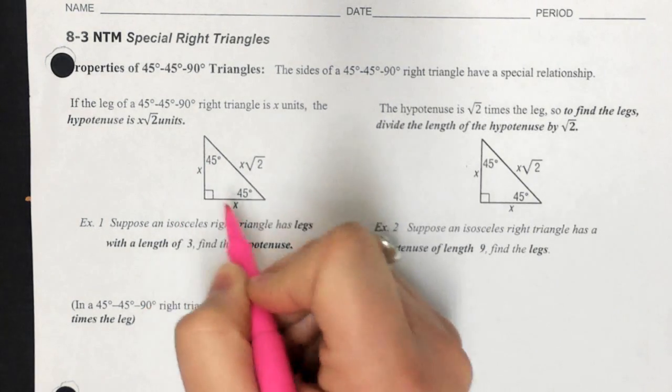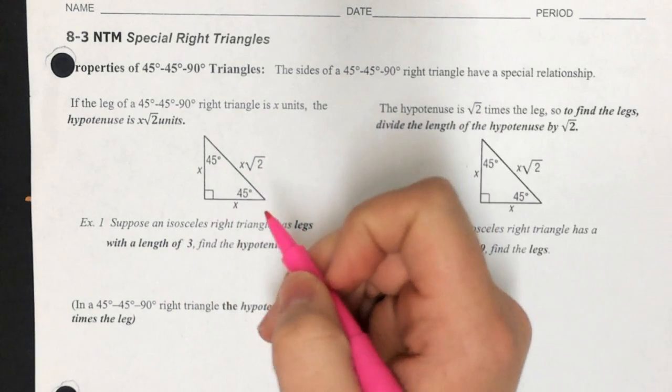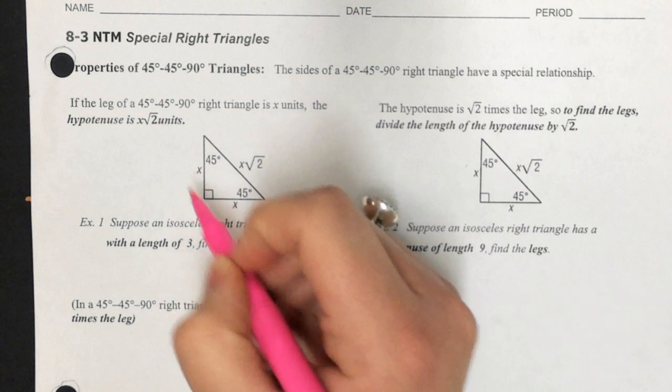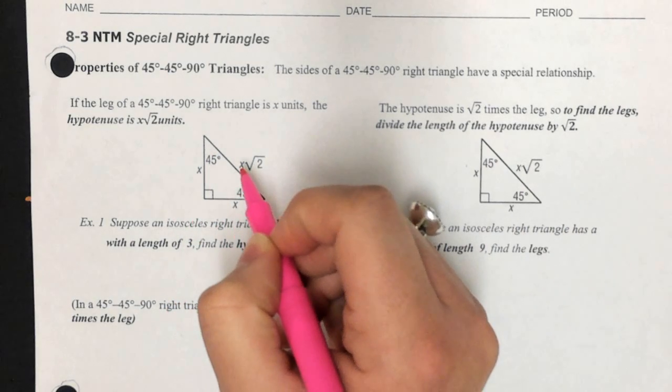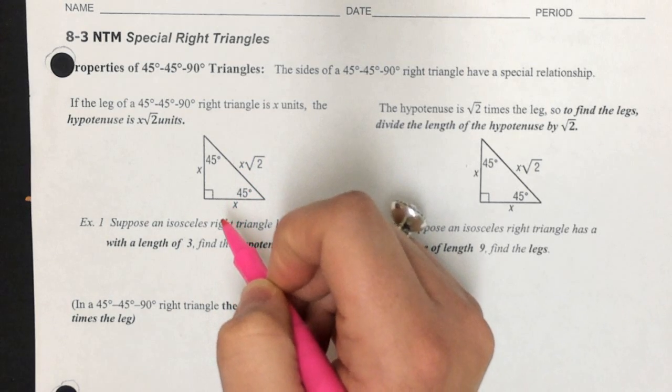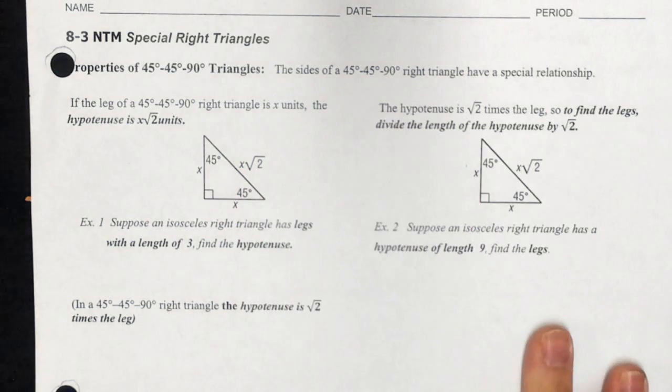So whatever x is, give me an example. 2. Whatever x is, Dalton says 2. If this is 2 and this is 2, your hypotenuse is going to be 2 square root of 2. Every time for a 45-45-90.